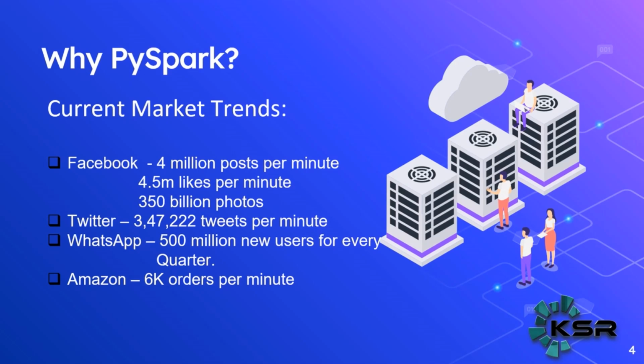And similarly, if you take WhatsApp, nowadays everyone is using WhatsApp. Even businesses are going ahead with WhatsApp, and 500 million new users every quarter are being added to WhatsApp. And coming to the e-commerce world, Amazon is having 6K orders per minute. These are just 4 very big companies I have noted here. Like this, we have hundreds of companies, I should say thousands of companies.